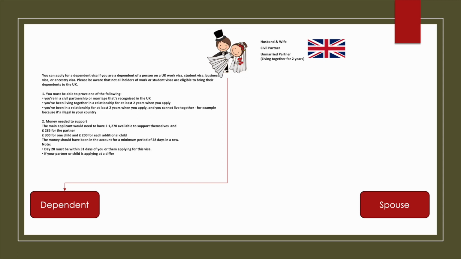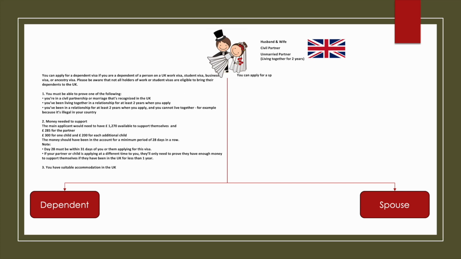If your partner or child is applying at a different time to you, they'll only need to prove they have enough money to support themselves if they have been in the UK for less than 1 year. You also need to prove you have suitable accommodation in the UK. These are the requirements at a very high level. Now let's look at spouse visa.